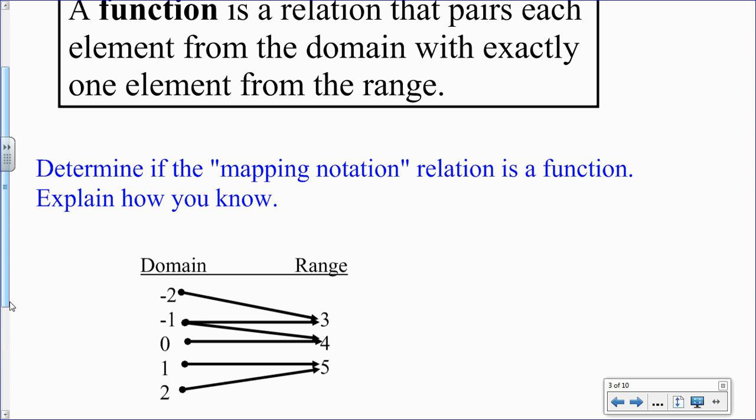Okay, so if I have this mapping diagram, I want to know if it's a function. So I'm looking at the domain, I'm looking at the inputs, and I want to make sure that for every domain value, there's only one range value. So for every input, there's only one output. So -2, output is 3, so that's okay. -1 has an output of 3, that's okay, but then it also has an output of 4. So because that -1 is paired with two different outputs, it is not a function.